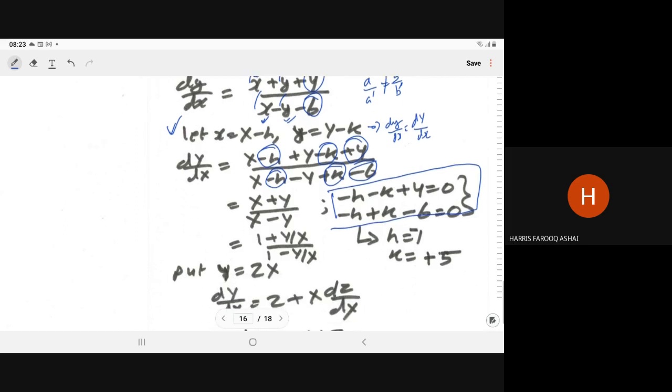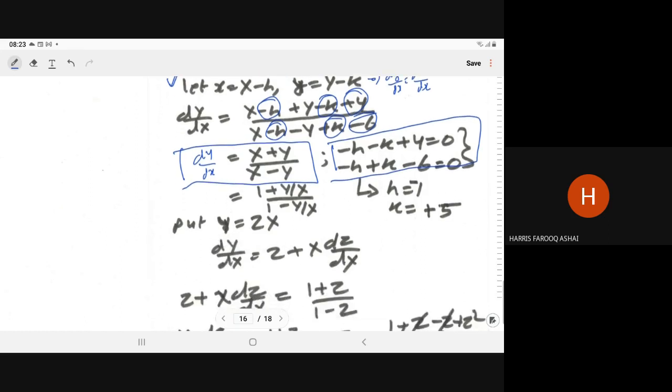So what is the benefit? The benefit is this equation will become a homogeneous equation, and that you can solve by the previous method. So dY by dX is equal to 1 plus Y upon X upon 1 minus Y upon X. Let capital Y be equal to z into capital X. So capital dY upon capital dX will become z plus X dz upon dX.